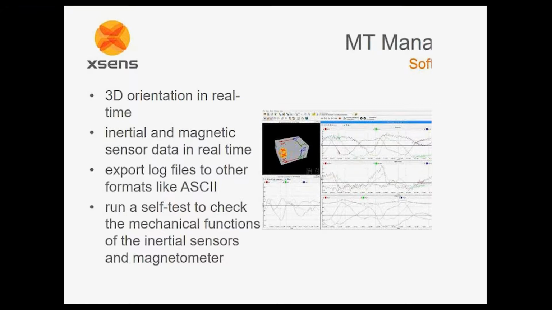The first one I'm going to show you is our MTw Software Suite, which allows you to see 3D orientation in real time, but also gives you access to inertial and magnetometer data in real time. And from this software, you can go ahead and collect data and record it and export it to a variety of formats and go ahead and analyze all that data.